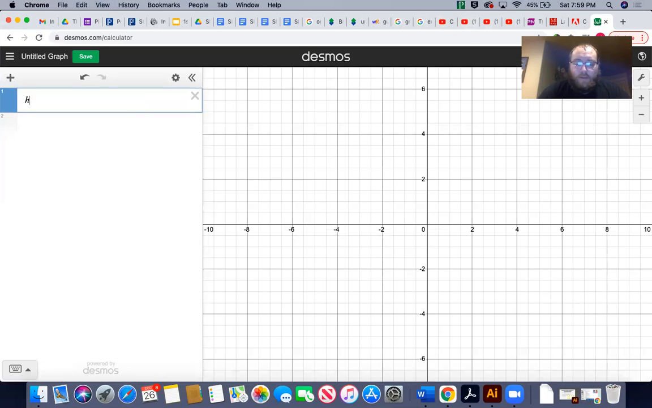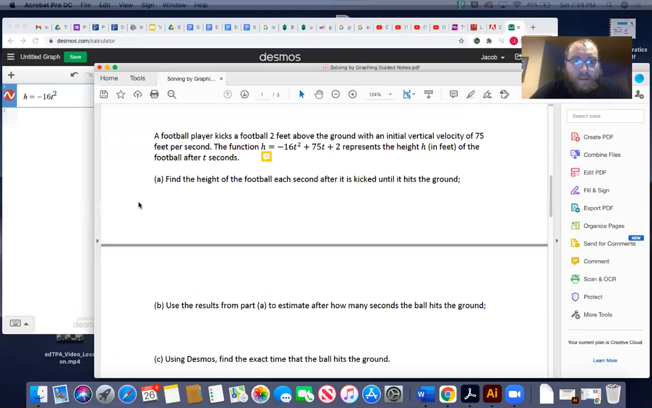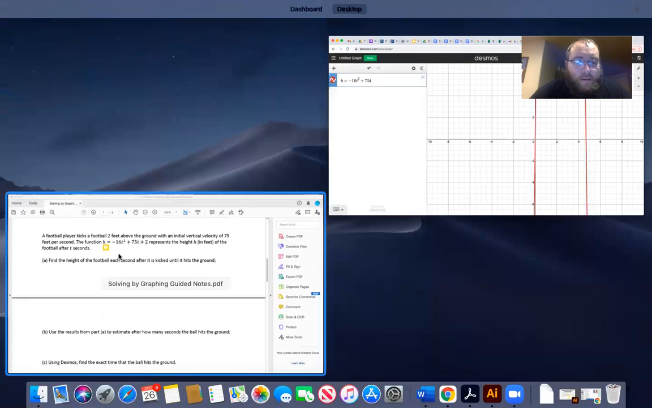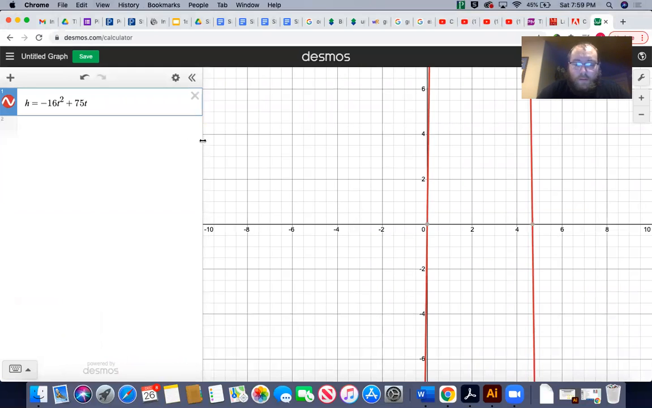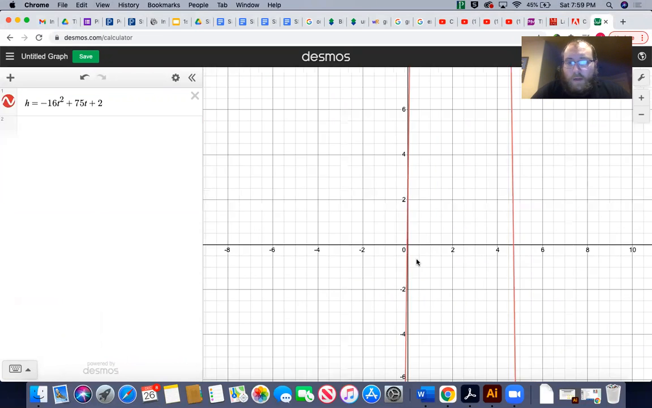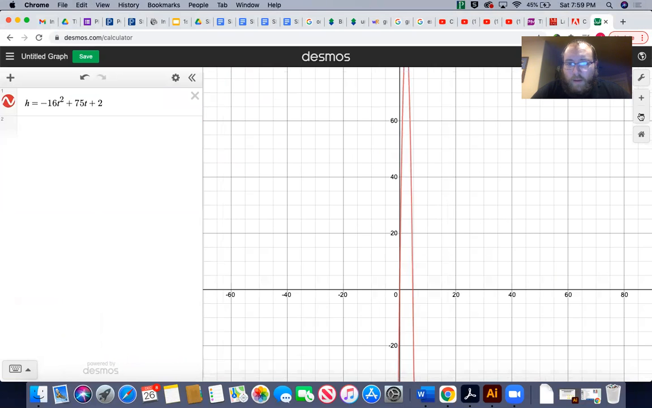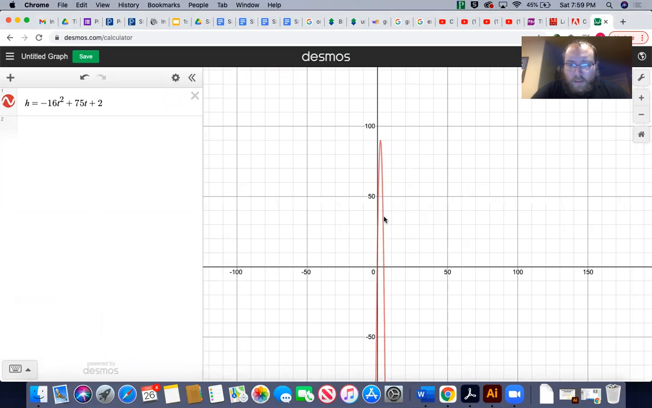So we have h equals negative 16t squared plus 75t plus 2. Okay, so here's our equation. Ooh, it goes pretty high, huh? Okay, so this is it zoomed out. Over here you can zoom in and out. Plus means you're zooming in, minus means you're zooming out. Here's our equation. We'll end up zooming in and out a little bit just to get our answers.